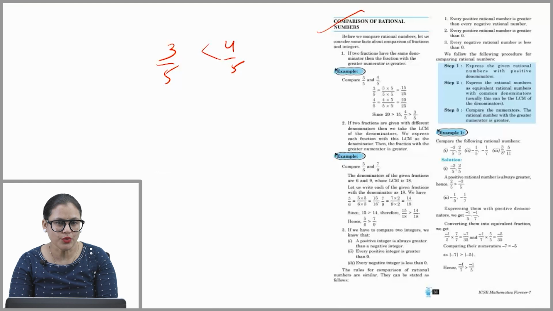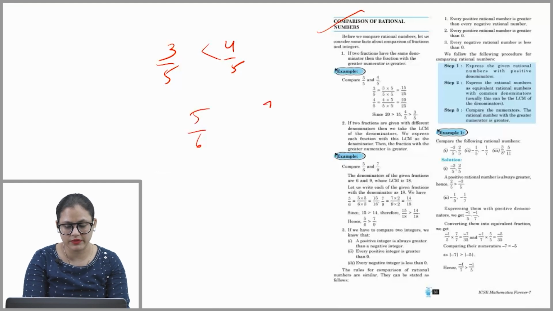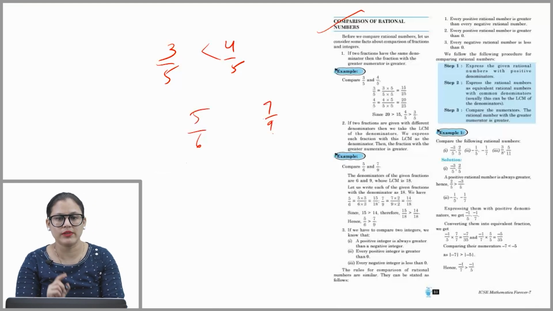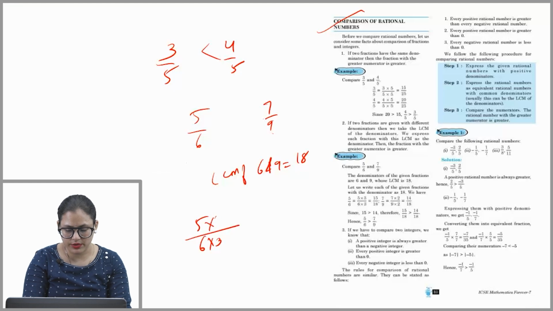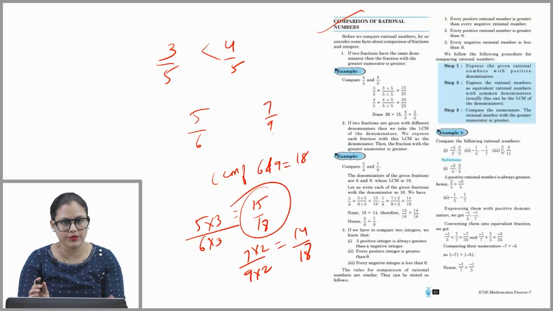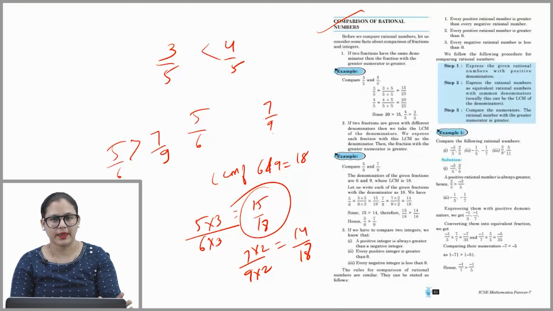If two fractions are given with different denominators, then we take the LCM of the denominators. We express each fraction with this LCM as the denominator. Then the fraction with the greater numerator is greater. For example, compare 5 by 6 and 7 by 9. This time the denominator is not the same, so we will take the LCM. LCM of 6 and 9 is 18. Now make the denominator 18. 6 into 3 and 5 into 3 gives 15 by 18. For 7 by 9, 9 into 2 is 18, so 14 by 18. So clearly 15 by 18 is greater than 14 by 18, that is, 5 by 6 is greater than 7 by 9, right?